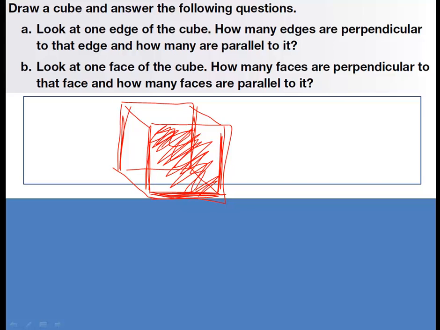All right, that's a little bit harder question. And then how many faces are parallel to it? Well, a parallel one would be right straight across from it, back here, right? That'd be parallel. So that would mean perpendicular would be the ones on the sides. All right, go ahead, see what you can come up with.